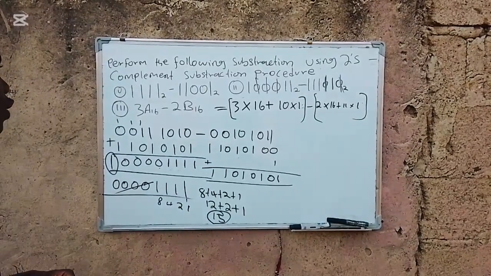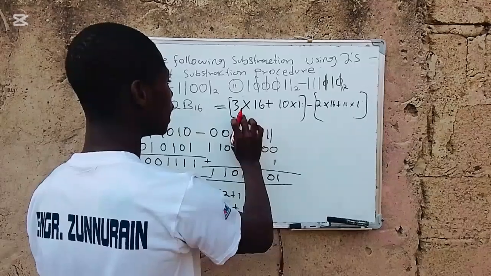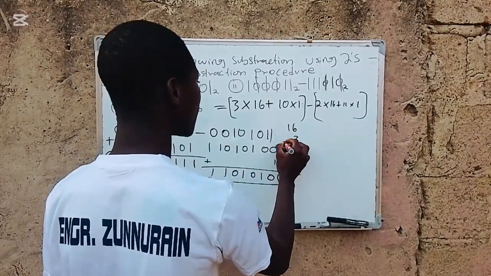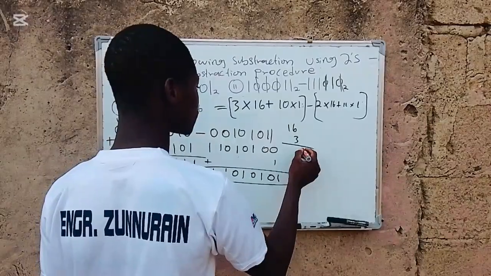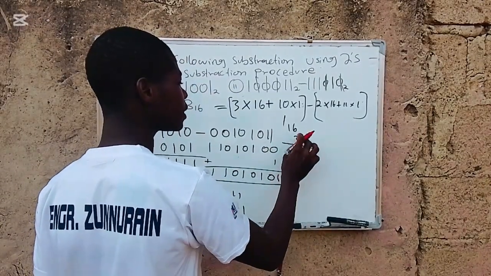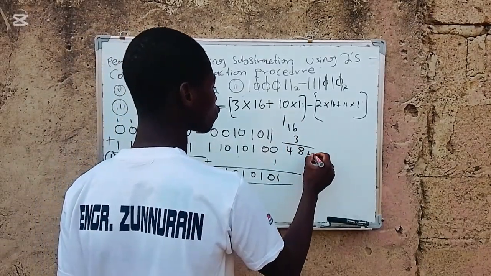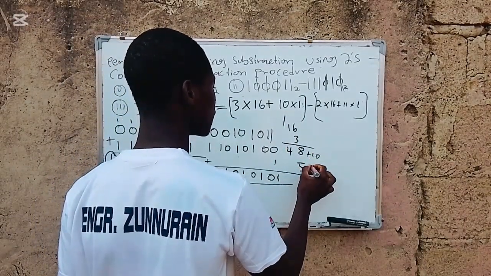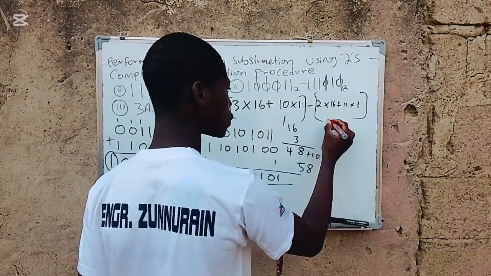So as we verified, 16 multiplied by 3 gives us 48, and with the carry of 1, 3 multiplied by 1 is 3, which is 48, plus 10, it gives us 58.